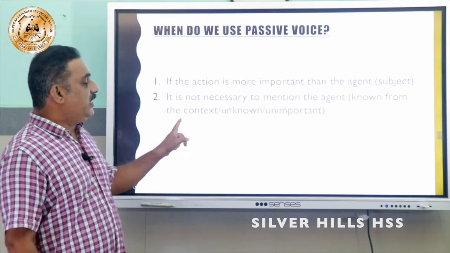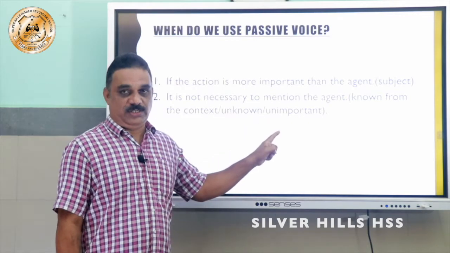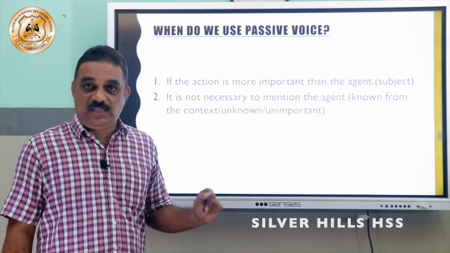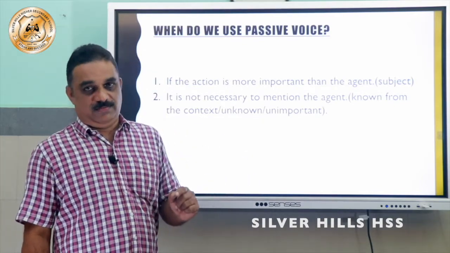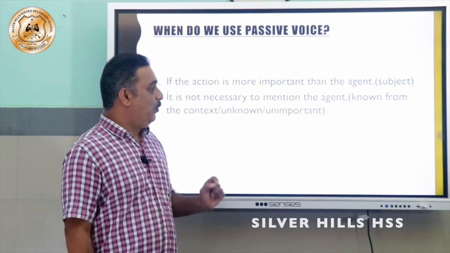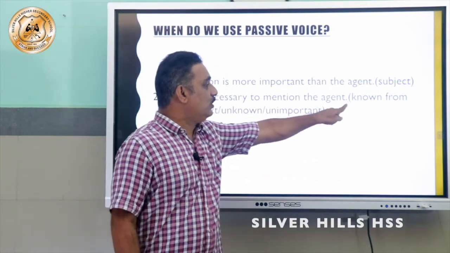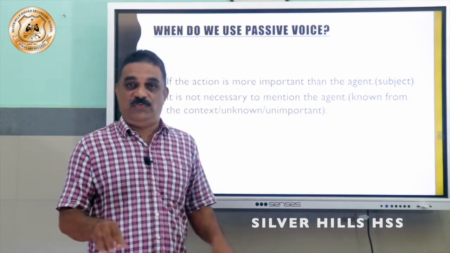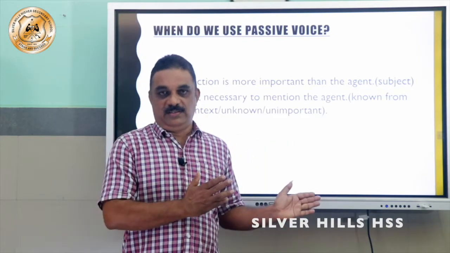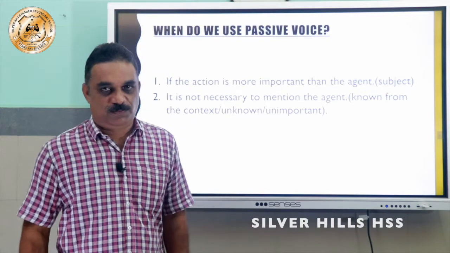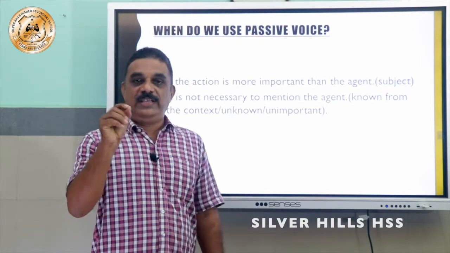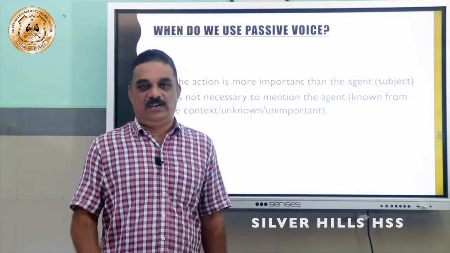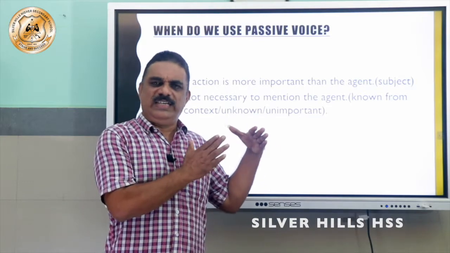It is not necessary to mention the agent. If it is not necessary to mention the agent of the action, we use passive voice. How? If the agent is known from the context, we don't have to use the agent there. For example, somebody stole my purse. There you can say, my purse was stolen, and it is not necessary to mention the agent.